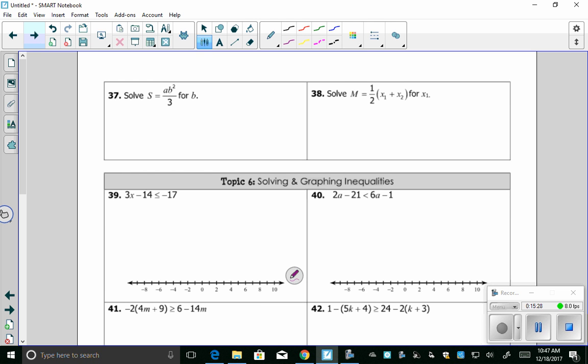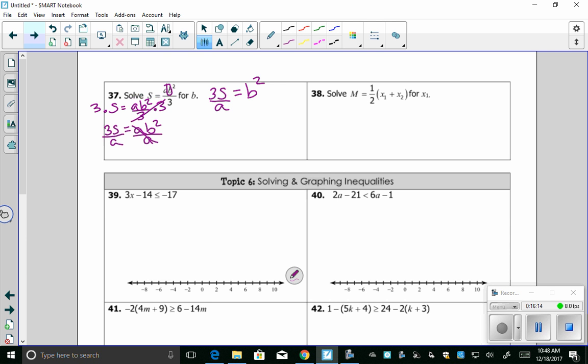Solve for b. So I'm solving for the little old b right here. When I have s equals ab squared divided by 3, if everything is being divided by a number, you first have to remove the division. So on this one, the opposite of dividing by 3 is going to be to multiply by 3. So then I'm going to have 3s equals ab squared, because the 3's cancel out. a is being multiplied to b squared, so I have to divide by a. So the a's cancel out. So I have 3s over a equals b squared.